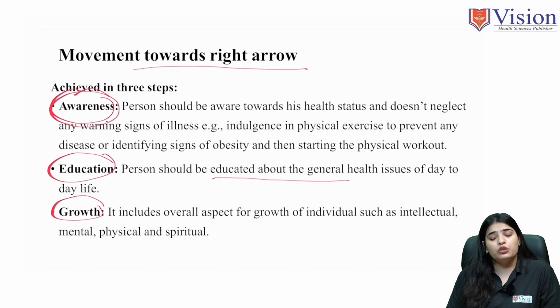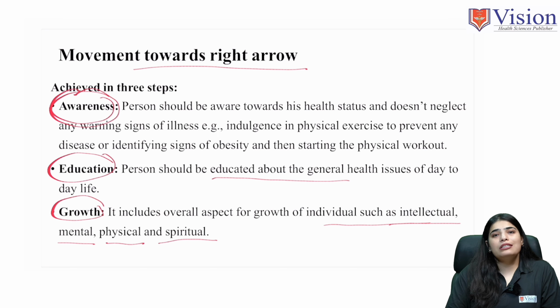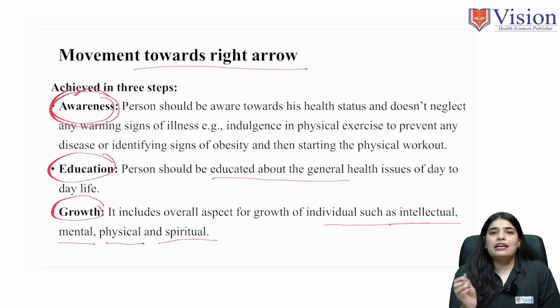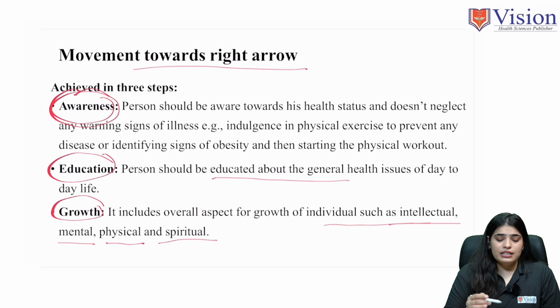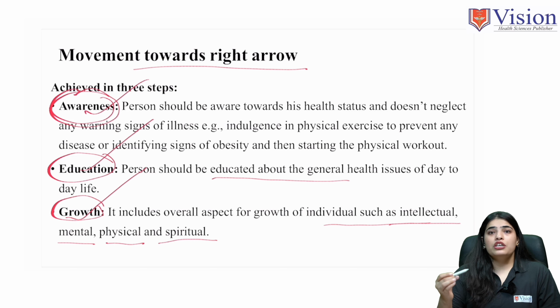Third thing is growth. This includes the individual's growth in the areas of their intellect, their mental health, their physical health, and their spiritual health. These all things will be influencing your health. So, in the right arrow, there are 3 basic things which will be impacting your health: awareness, education, and growth. The more aware you are, the more educated you are, you will be taking steps toward your health.